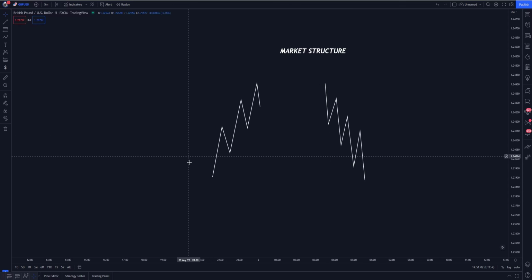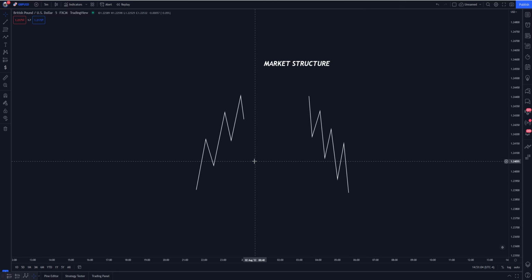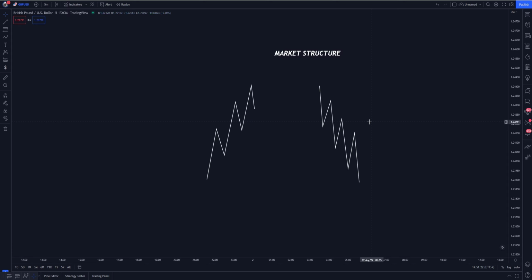Okay, so for a bullish market, we need to identify price creating higher high, higher low, higher high, higher low. And in case of a bearish market, you would be looking for lower low, lower high, lower low, lower high.